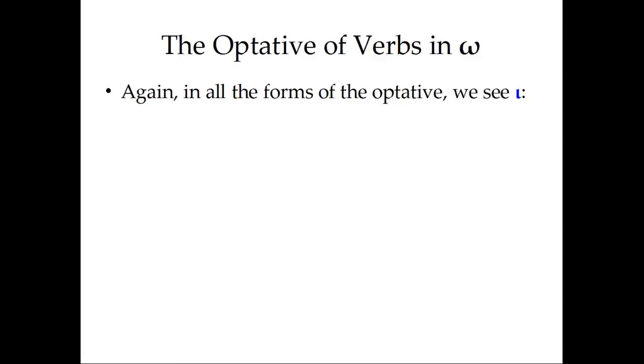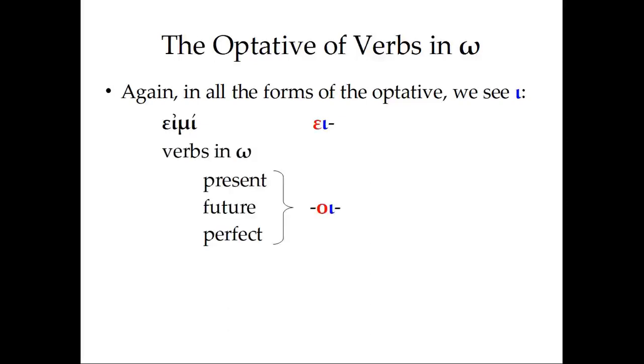Again, in all the forms of the optative, we see iota. As we saw with eimi, we see an alpha there in the beginning. That is epsilon iota. With verbs in omega, normal verbs, in the present, future, and perfect tenses of the optative, we see omicron iota. So we still see the iota, but we see the omicron there. In the aorist optative, we see iota primarily, but also, as we saw with eimi, alpha. Any way you look at it, we're looking at different combinations, different diphthongs, really, with iota somewhere in them. So it's really the easiest way to spot the optative.